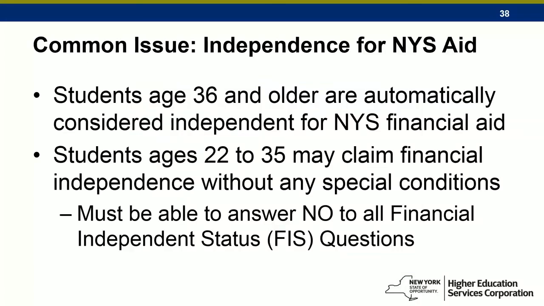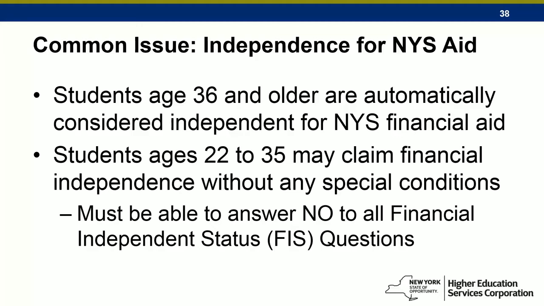Now, in order to qualify automatically for independence on FAFSA, if I'm 24 years old or older and I live with my mom, it doesn't matter where I live, I'm going to be considered independent. For New York State, the automatic age of independence is 36 years old. So if I'm 32 years old and I want to go to community college and I still live with my mom, I'm going to need my mom's information because I'm financially dependent on her. I'm living in her house.